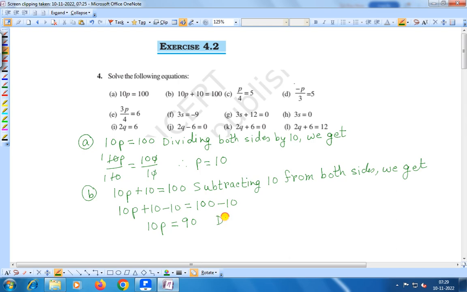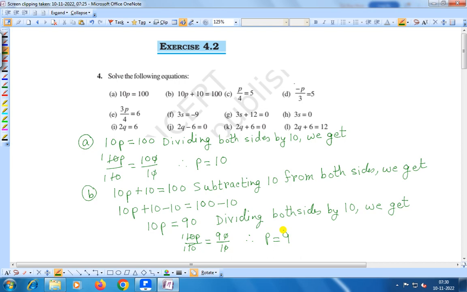Now dividing both sides by 10 we get 10p by 10 is equal to 90 by 10. This 10 will cut, 10 1s are 10, 10 1s are 10, and this 0 will be cut. Therefore, p is equal to 9.